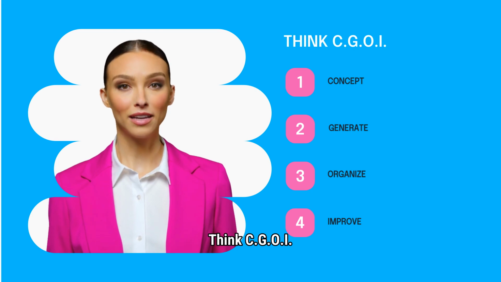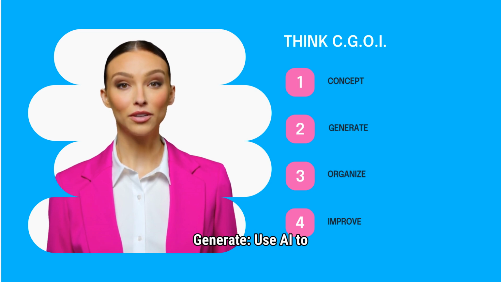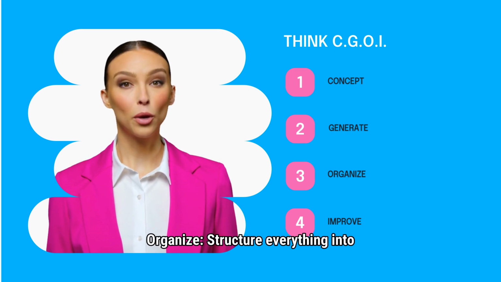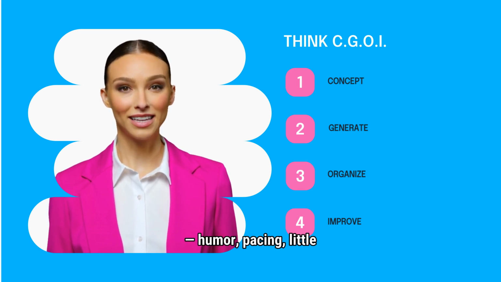Think CGOI. Concept, generate, organize, improve. Concept. Define your goal and audience. Generate. Use AI to create script, visuals, and voice. Organize. Structure everything into your timeline. Improve. Add human tweaks, humor, pacing, little details that make it feel alive. AI gets you 80% there. That last 20% is your edge.